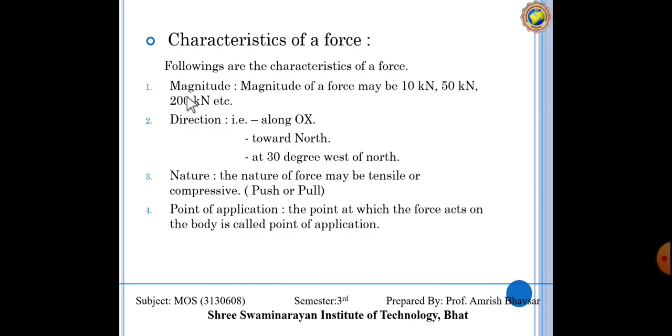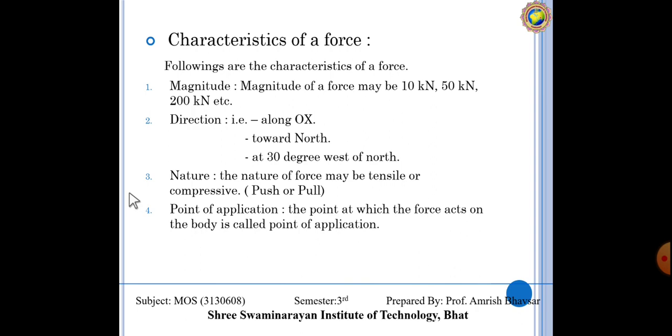Magnitude, the value of force, right? Magnitude of a force may be 10 kilonewton, 50 kilonewton, 200 kilonewton, whatever. Means the value of force, intensity of force, that is called magnitude. Second one, direction, whether it is upward, downward, leftward, rightward, whatever. Means along OX towards the north, or else at 30 degree from west to north. So it is a direction.